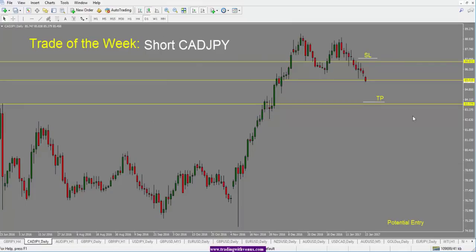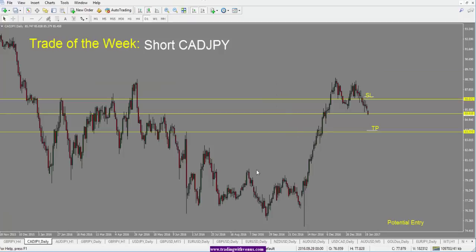And the target for this trade would be the 83.80 level here. Again, our target is coming from this support and resistance level. This was a big draw for the Canadian dollar previously, and this is where I would expect the trade to experience some trouble. In terms of our stop loss, this is a good level for our stop loss, which is 86.80.